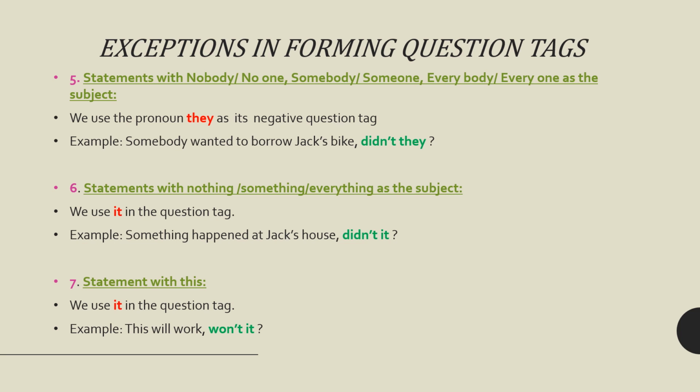Statements with "this." We use "it" in the question tag. Example: "This will work, won't it?" In this sentence, "this will work" gives a positive sense. "Won't it" is a negative question tag used here.